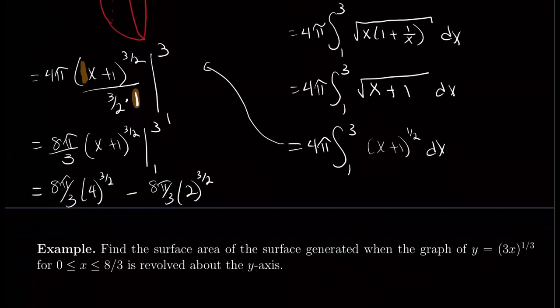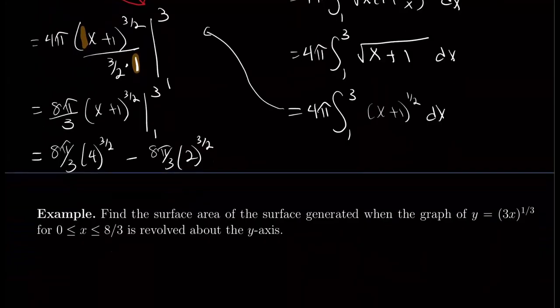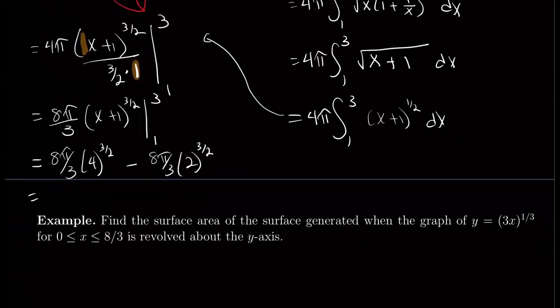I'm almost out of space. We are going to do that extra example, but I'll simplify this. 4 to the power of 3/2 is 8. Feel free to use your calculator if you need. And so then this would end up with 64 pi thirds minus 8 pi thirds times 2 to the power of 3/2.